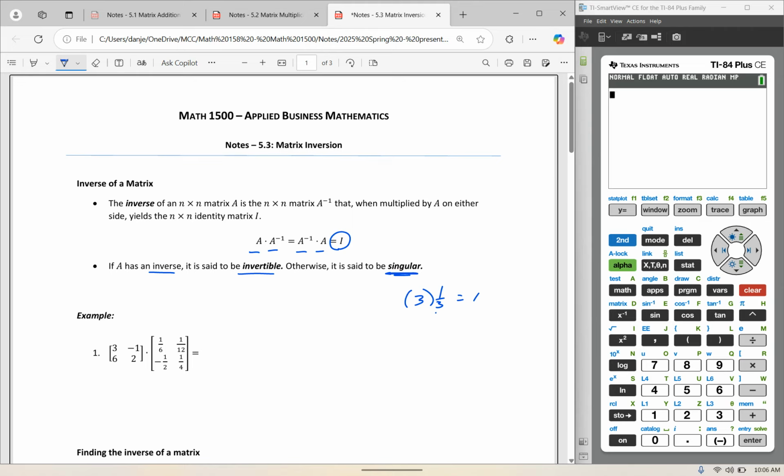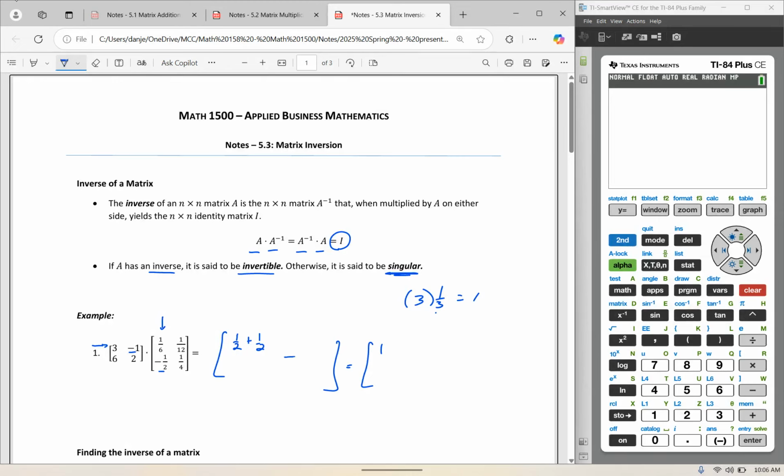So first of all, here's an example. The matrix 3, -1, 6, 2, and the matrix 1/6, 1/12, -1/2, and 1/4. These are inverses of each other. Let's do the multiplication. Remember from our previous video how to multiply matrices. To find the element in the first row, first column, I multiply the first row by the first column. So 3 times 1/6 is 1/2. -1 times -1/2 is 1/2. So 1/2 plus 1/2 is 1.